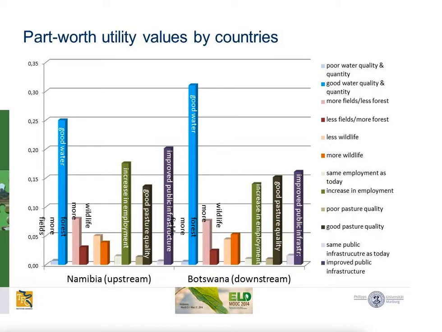look like. And what you can see here on this figure is a little bit, the figure got spoiled when we transformed it here, but not that bad. So what you can see, both in Botswana and in Namibia, people are very much concerned about the water quality. Yeah, this was actually a surprise to us because we thought that, for instance, employment is much more important. Employment is not unimportant, yeah, but compared to the perceptions with regard to the water, it is rather low.